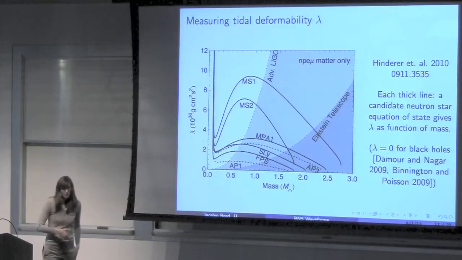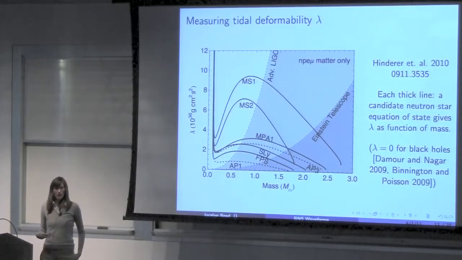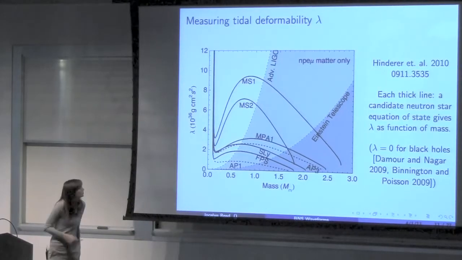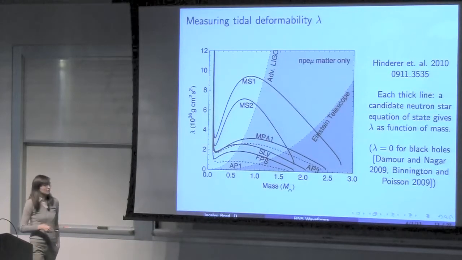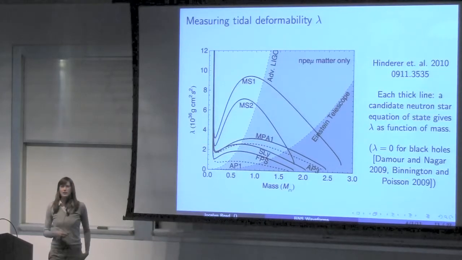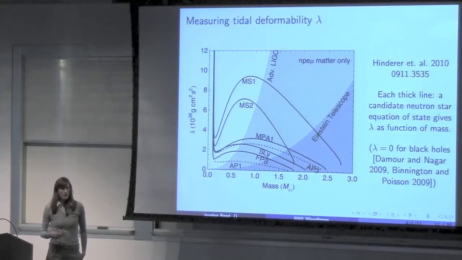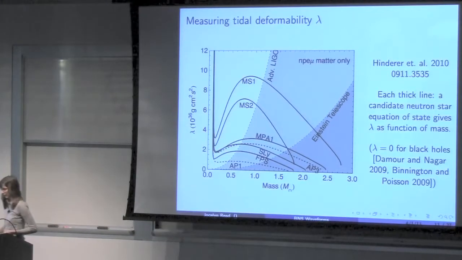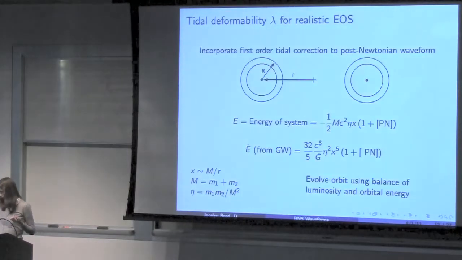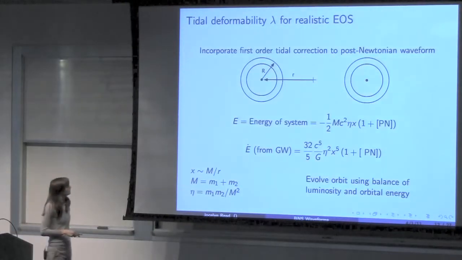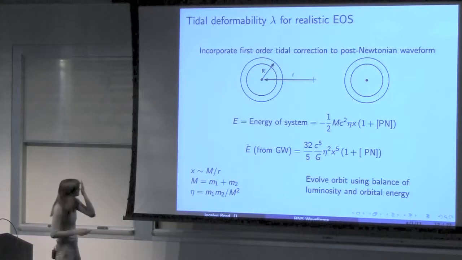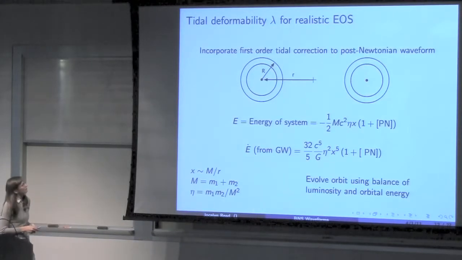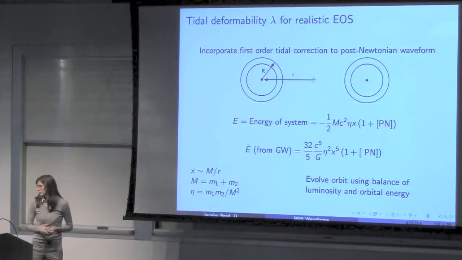Another nice thing about this parameter is it's identically zero for a black hole. So this is really something that measures the signature of matter on the gravitational wave. It's the difference between a neutron star, which has some finite extent, and a as collapsed as possible black hole. Okay. So then this correction is incorporated into the post-Newtonian waveform.